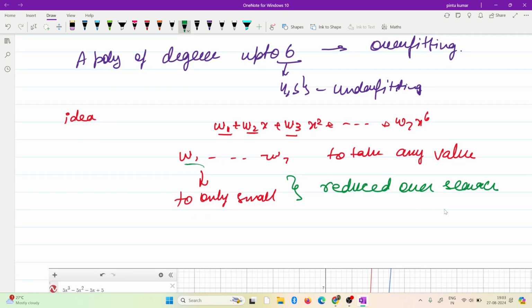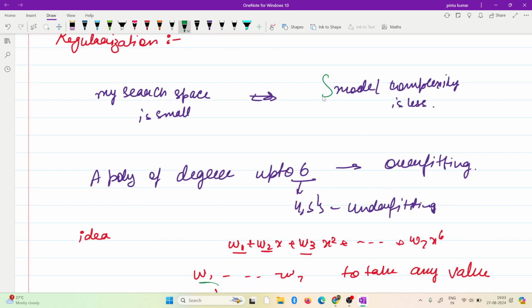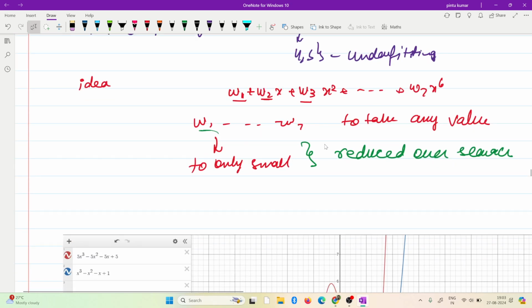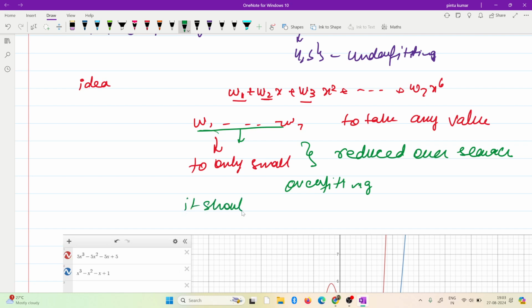Okay. So because we have reduced our search space, the model that we fit has low model complexity, and we can avoid overfitting, right? How do we ensure that we get w1 to w7 small? We will talk about it. But right now, this is the idea of regularization, that whatever parameters you learn, they should take small values.